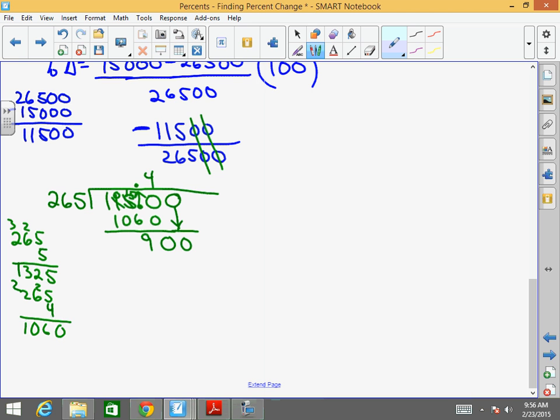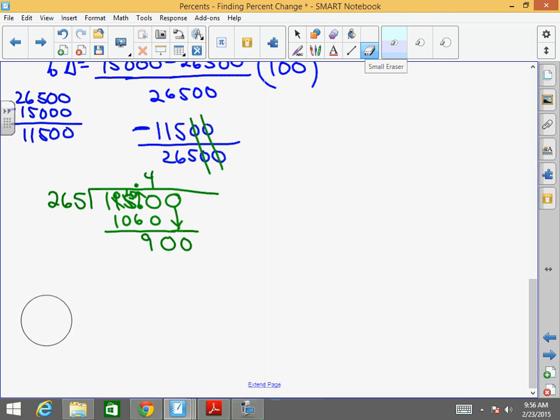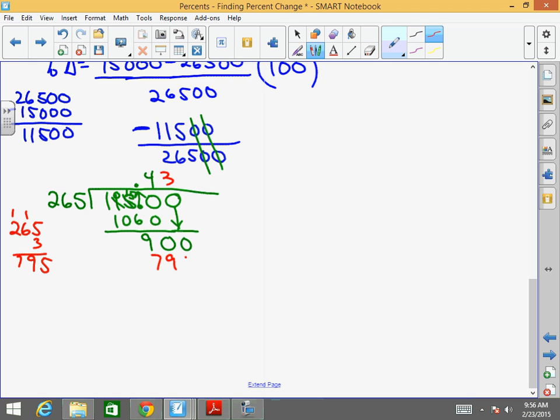How many times do you think 265 goes into 900? 3 times? Yeah, we know it's not 4. So let's try 3, which is for sure going to be the answer. That's 795. Drop a 0. That's 5. That's 0. That goes to 8. So that's 1.